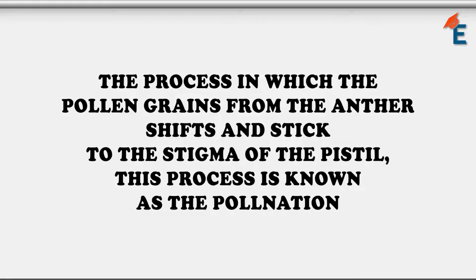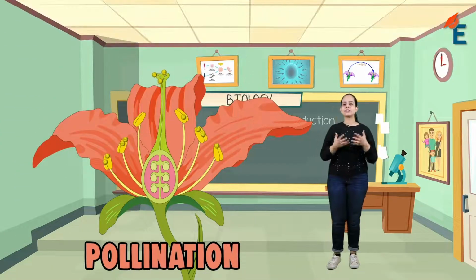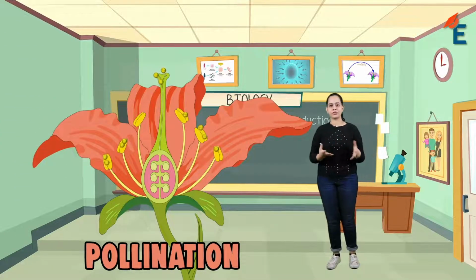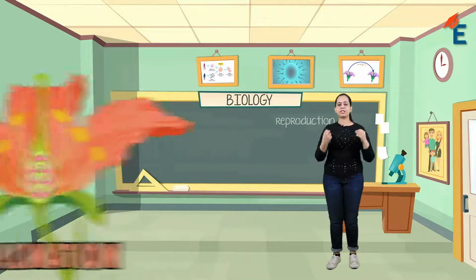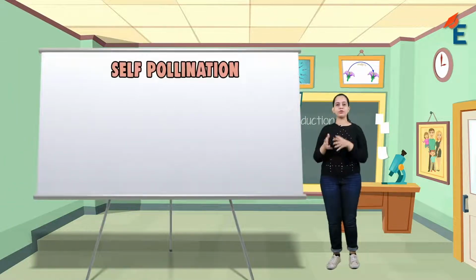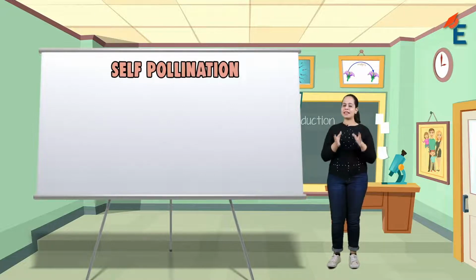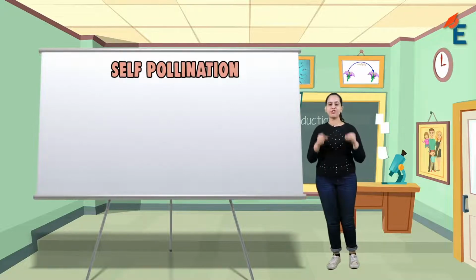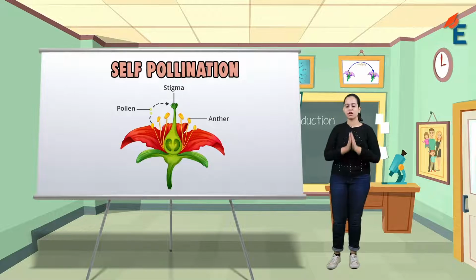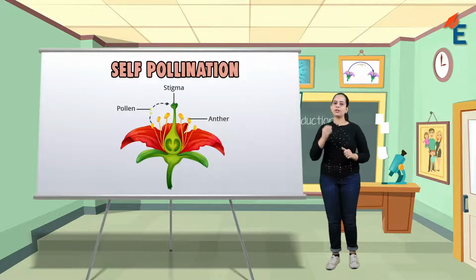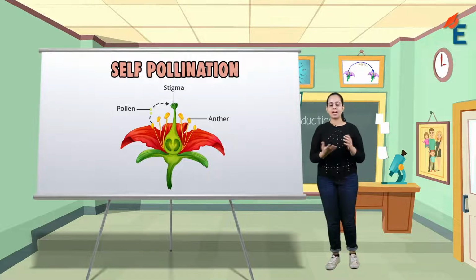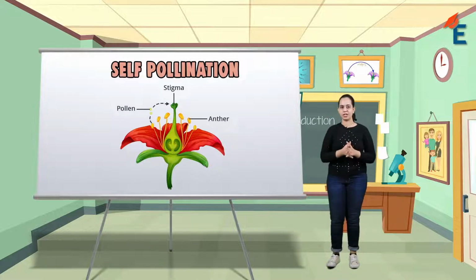So इसके भी two types होते हैं. That is the self-pollination and the cross-pollination. So what is self-pollination? So as I told you, कुछ flowers में जो है male और female parts एक ही flower में होते हैं. So when the pollination occurs on the same flower, तो ऐसे pollination को हम क्या कहते हैं? That is the self-pollination.